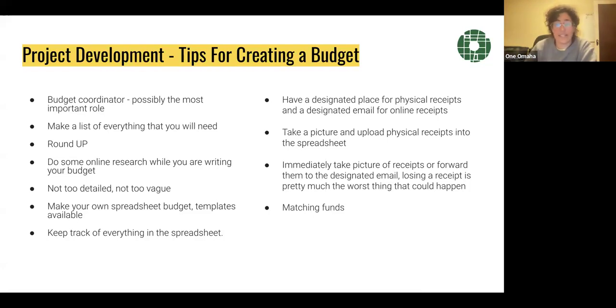That being said, have a designated place for physical receipts and a designated email for online receipts. So this is kind of what the budget coordinator would be in charge of. If different people are going out and purchasing things, you want to be sure to snap a picture of that receipt immediately and send it to the budget coordinator's email. That's the best way to do it. And then maybe you also need to keep your receipts in a folder and drop that folder off to the budget coordinator. You just really want to keep track of all those receipts.